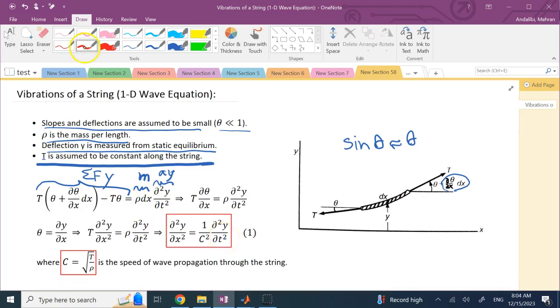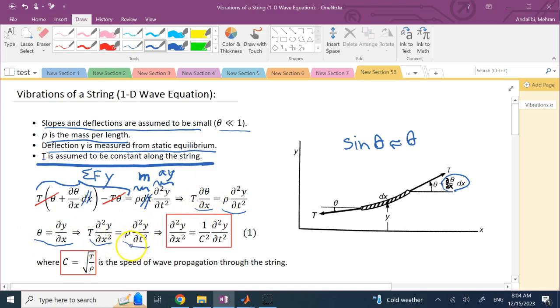Now when you do that, these two T theta terms would cancel. Also, from what's remaining, the dx term will also cancel. So you get T times partial of theta with respect to x equals rho times second derivative of y with respect to t. Now remember, theta is the slope, so it's the derivative of y with respect to x. So this term is going to be the second derivative of y with respect to x, equals that.